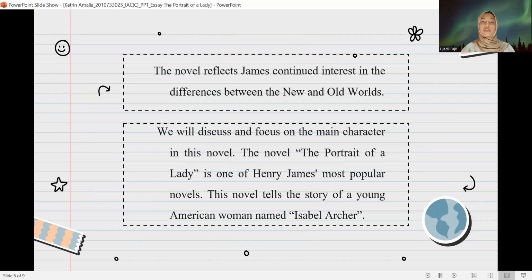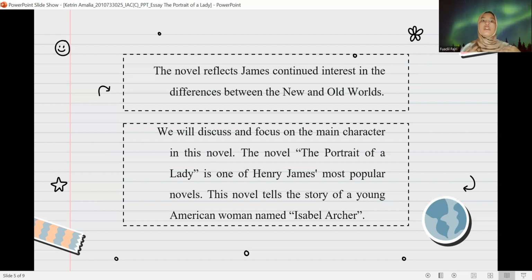So now we will discuss and focus on the main character in this novel, Isabel Archer. The Portrait of a Lady is one of Henry James' most popular novels and tells the story of a young American woman named Isabel Archer. She is the representation of women who want to be free, as evidenced by the fact that she rejected marriage twice, even though it was two rich men who proposed to her.